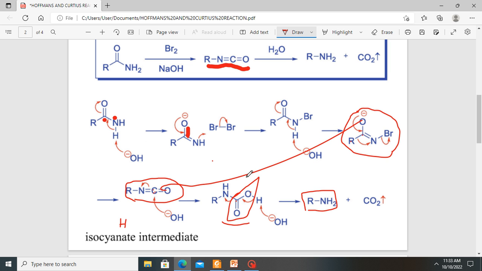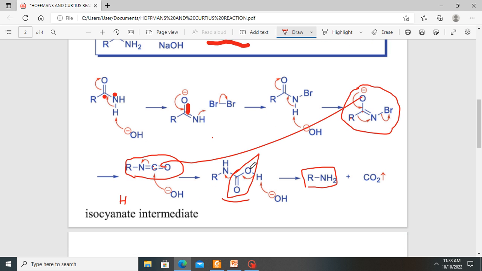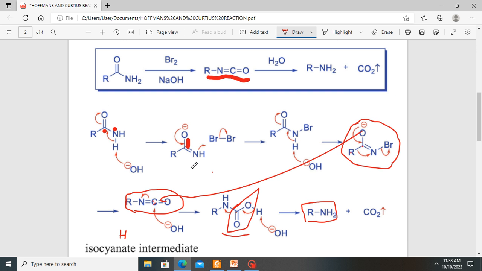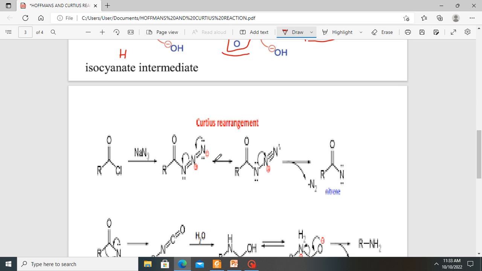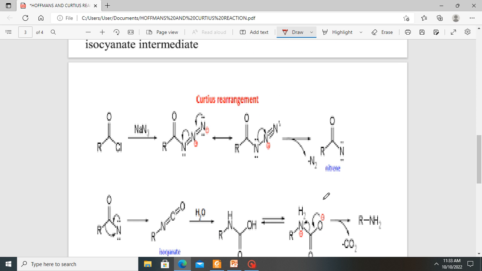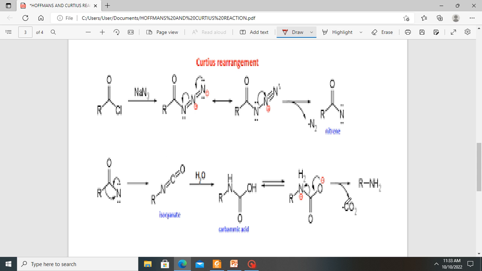Now let's get to the Curtius reaction and see how the mechanism differs from the Hoffman's. As we said earlier, they all involve the production of an intermediate isocyanate. So let's see. For Curtius rearrangement reaction, the mechanism is very simple. It is just treating a carboxylic acid intermediate, in this case it is acyl chloride, with a sodium azide.